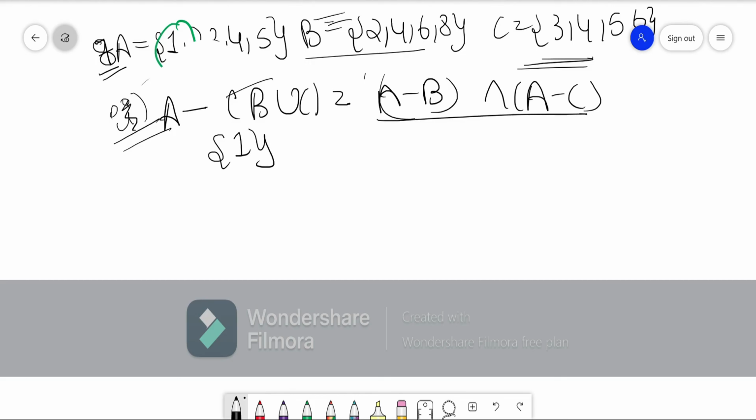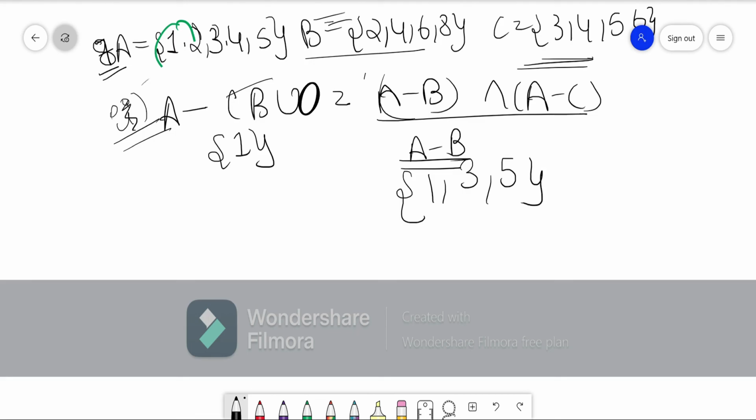अब हम इस पार्ट को देखते हैं, this A minus B. तो पहले A minus B निकालें. Now what is A minus B? Elements that are in A but not in B. Now what elements are in A but not in B? Here is 1, 3, 5, right? So A minus B you found out.